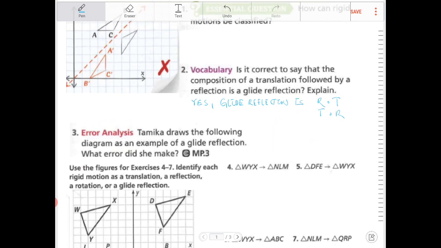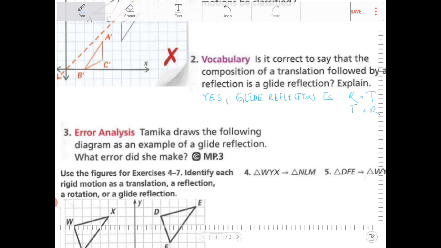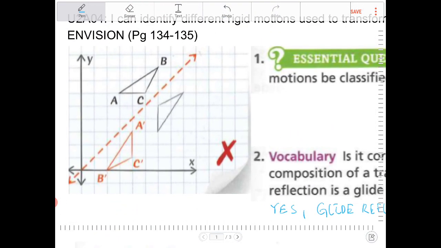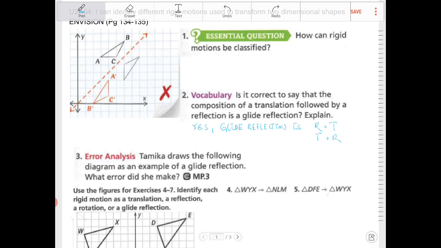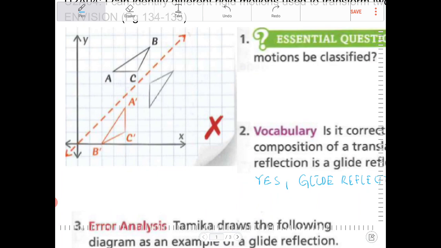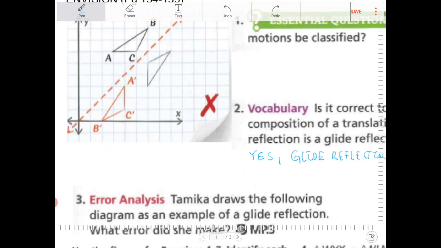Alright, question 3. Tamika draws the following diagram as an example of glide reflection. What error did she make? So I'm guessing this is the diagram. My apologies for not ordering the diagram right next to the description there. So we go from ABC, and it looks like a reflection happened, and then from the reflection, it looks like there's going to be a translation, right?